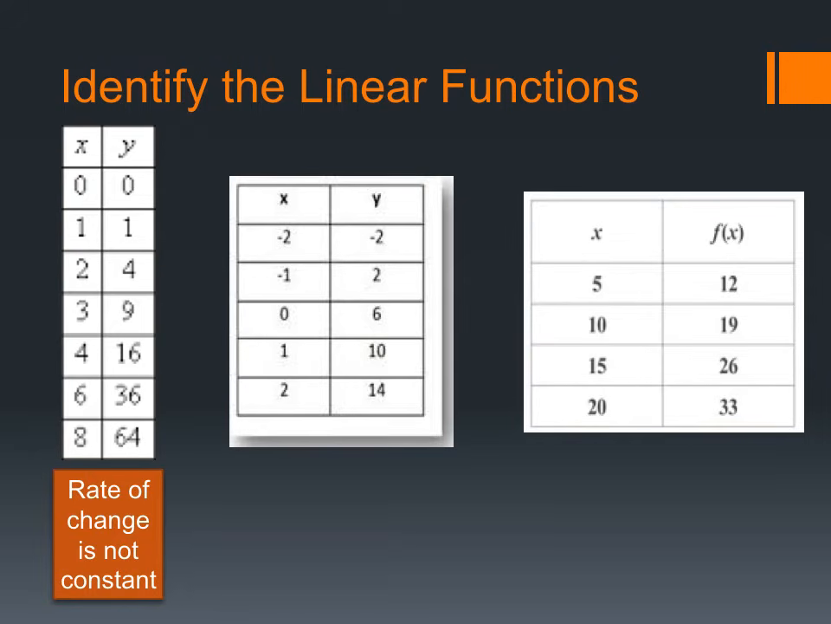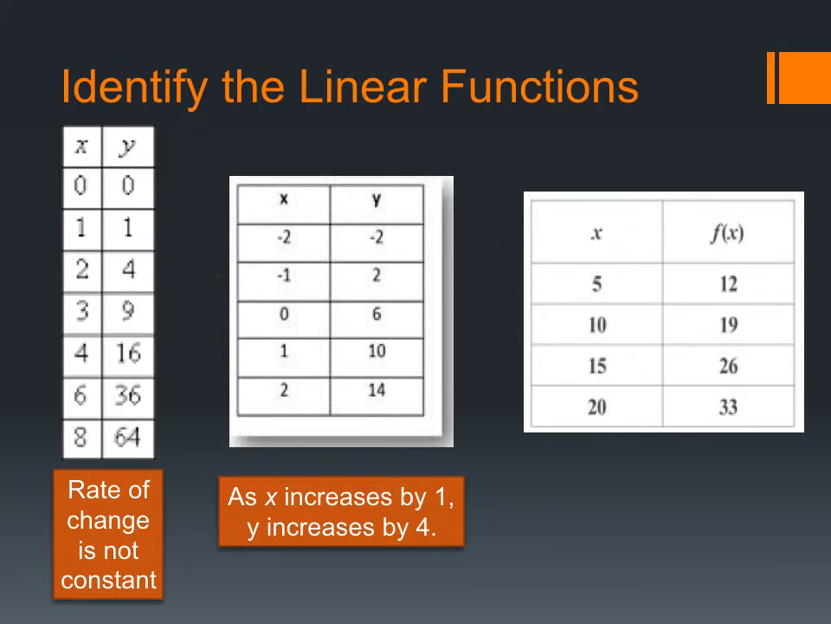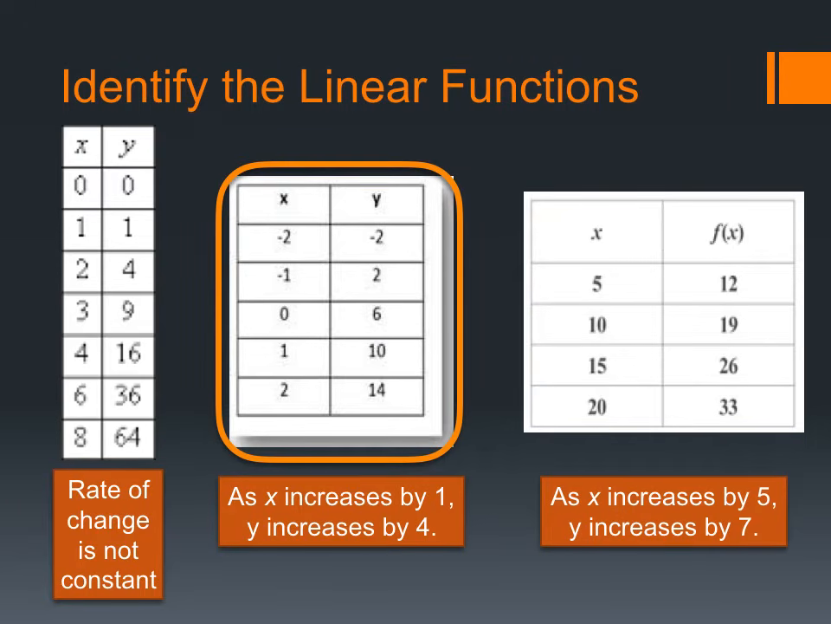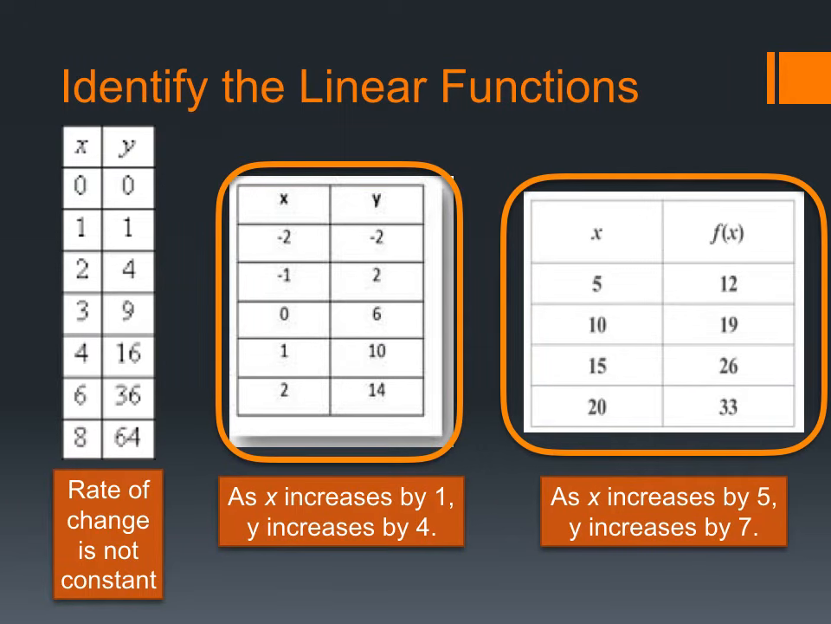In the middle table, as x increases by 1, y increases by 4. This is linear. In the last table, as x increases by 5, y increases by 7. This is linear. So for linear functions, the tables will show a constant rate of change.